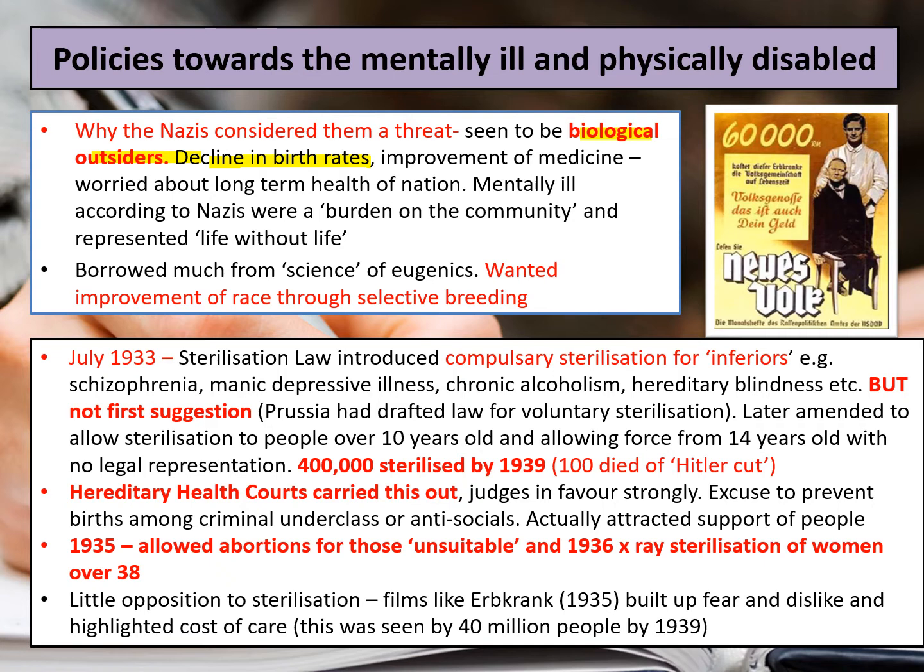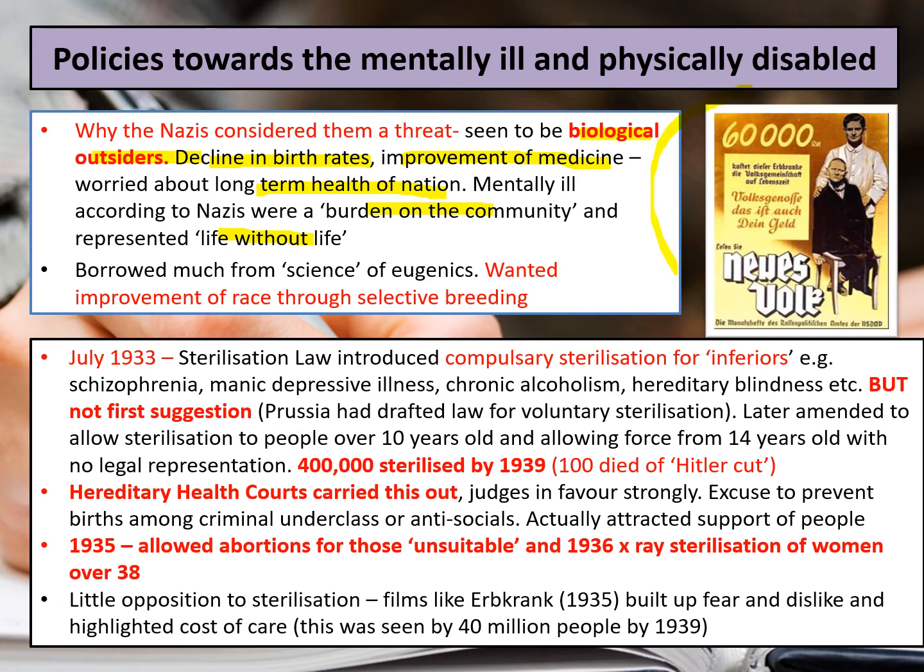The Nazis weren't just worried about the decline in birth rates, they were also worried that there had been a lot of improvements with medicine, and they were therefore worried about the long-term health of the nation. They viewed people that were mentally ill or physically disabled as a burden on the community, and they said that they represented life without life.